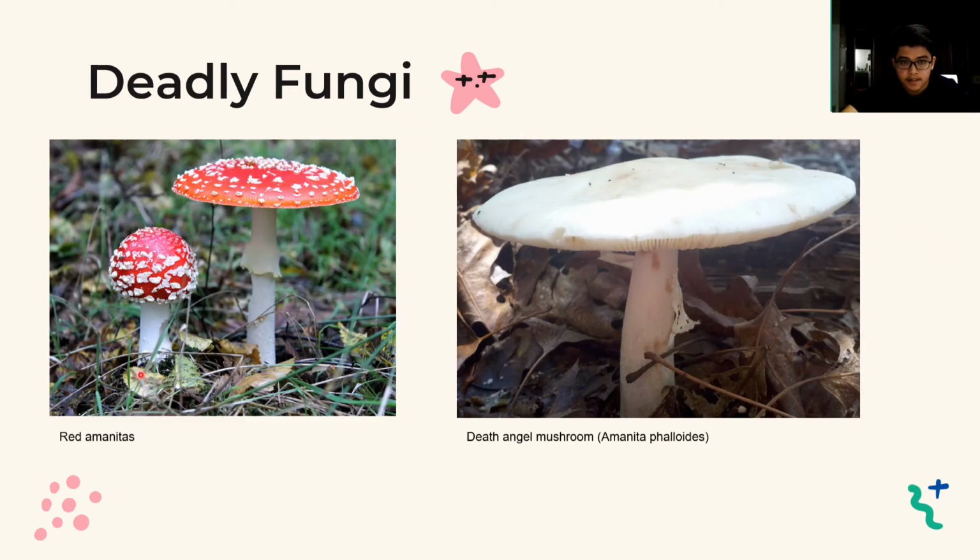This is the red amanita, which is actually really easy to distinguish because of the bright color. And this one is the death angel mushroom, or Amanita phalloides, which looks like a normal mushroom. That's why it's really dangerous. Sometimes people mistake it for a normal mushroom.